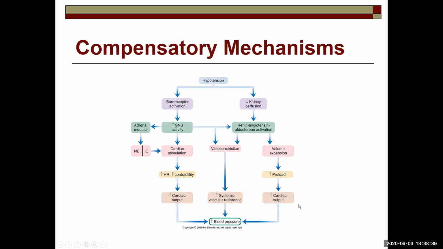So compensations, this is how you compensate on things. Again, we said the adrenal gland can compensate. The sympathetic nervous system can compensate. The RAAS can compensate also. And we understand how we compensate through these things here. So just look at them and then it makes sense.